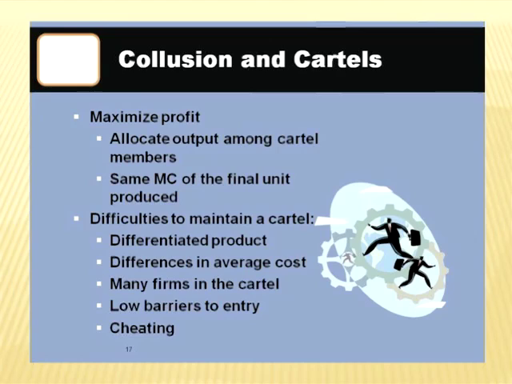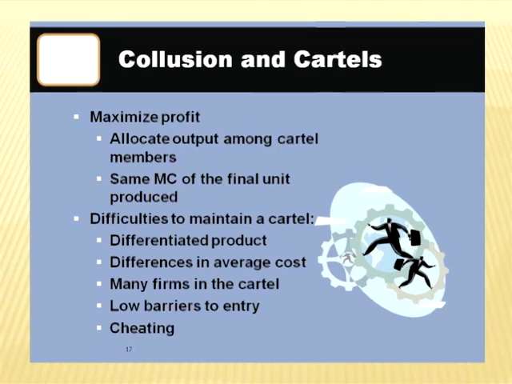And so as a result, their decision about whether to abide by the cartel output allocation or not depends on what their cost structure is. And finally, the real problem with a cartel is cheating. You as an individual member of the cartel have a reason to want to cheat on the other members of the cartel, because often, by cheating on them, you make a higher profit.